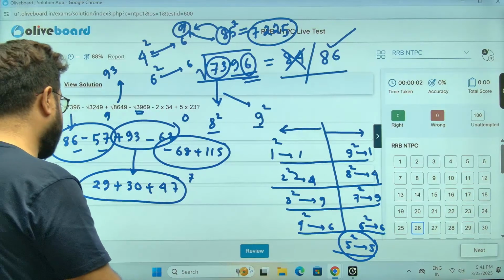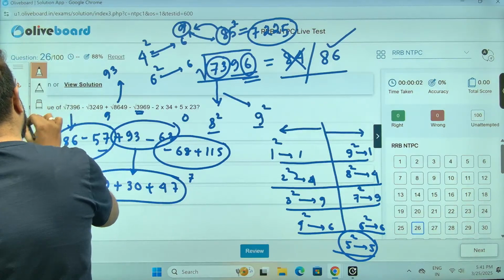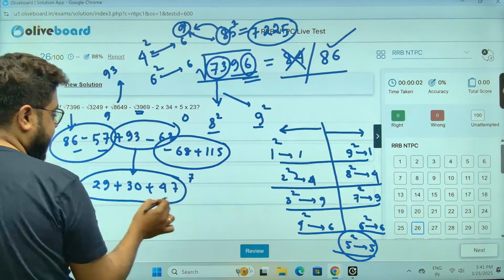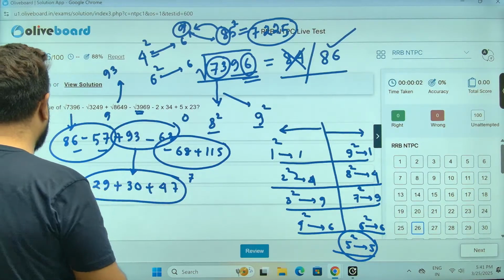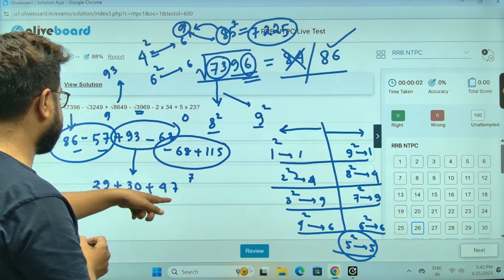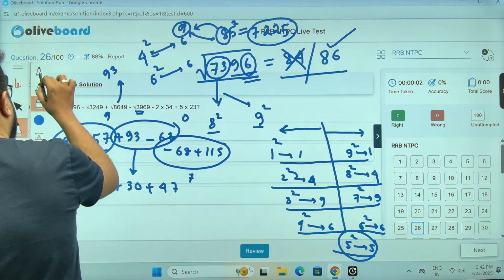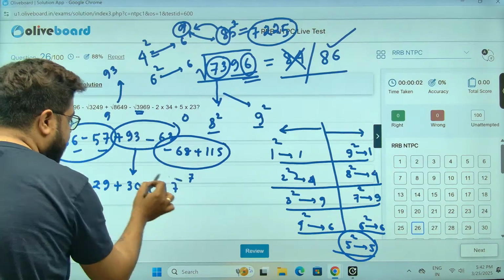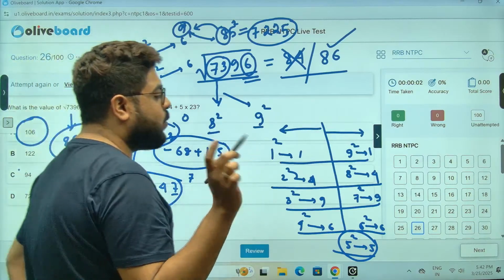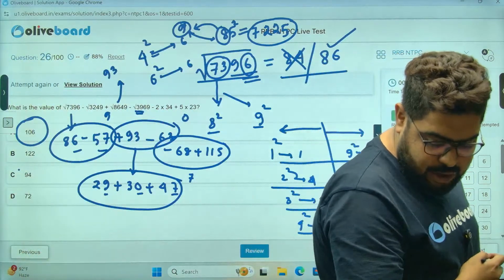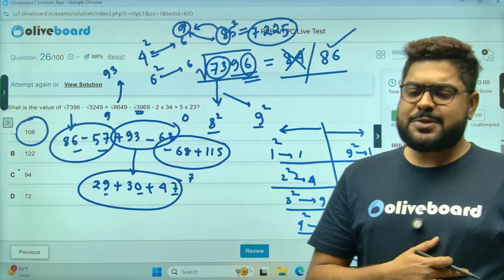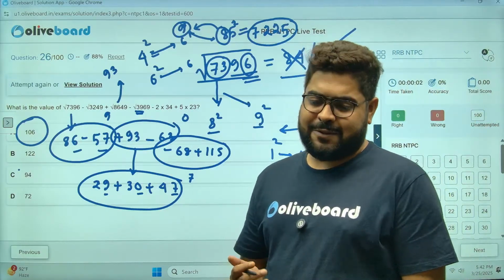Just sorry, it is 4, right? Oh man, then I should not have done it. The answer will be 94. You see the end, the last digit is 29 and 7. That is how much? 6. The answer is 106. The unit digit is coming out as 6. So the answer is option 1, 106.